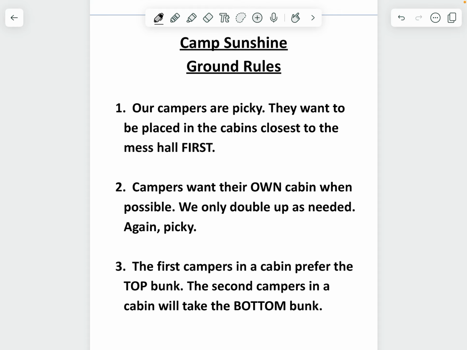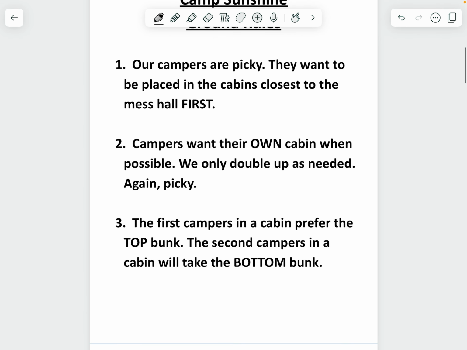Campers are picky. They want to be closest to the mess hall first. Campers want their own cabin when possible, only doubled up as needed. And the first campers in a cabin prefer the top bunk. And the second campers will take the bottom bunk.